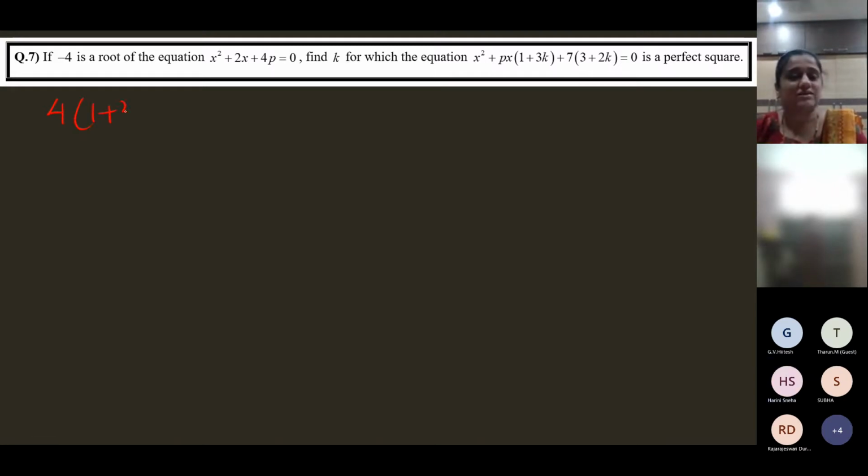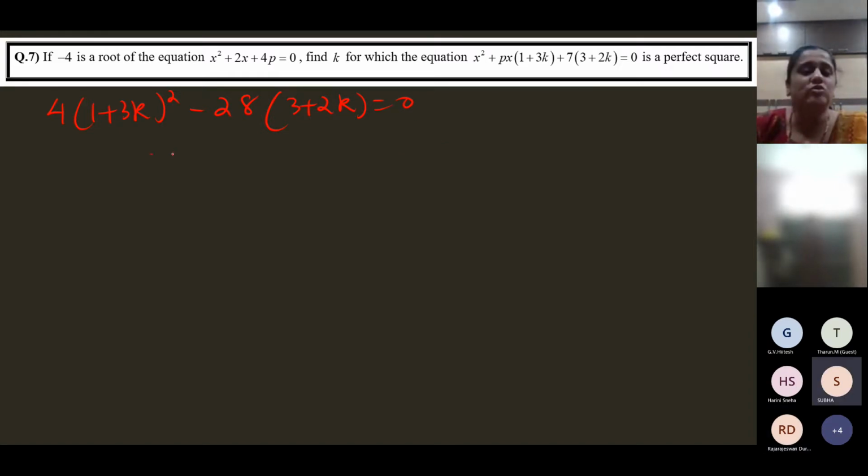4 into 1 plus 3k, the whole square, minus 28 into 3 plus 2k. Did we have this step? Yes or no, all of you? At a point, we got this one, right? Yes, ma'am. Yeah, divide by 4 throughout. You can divide by 4 throughout here itself.